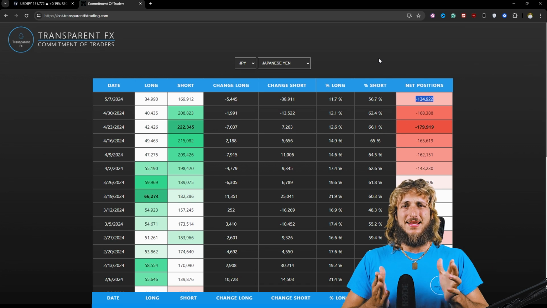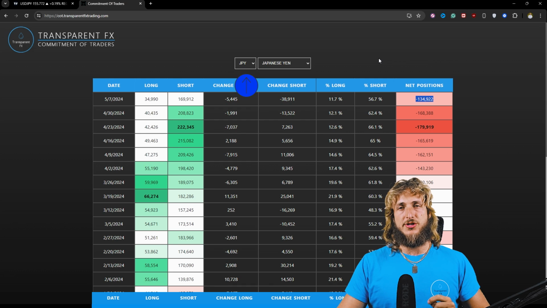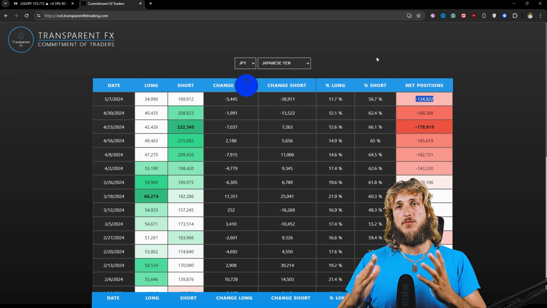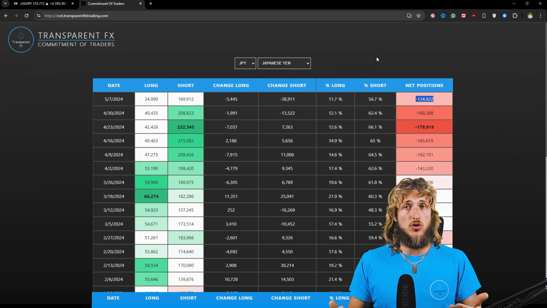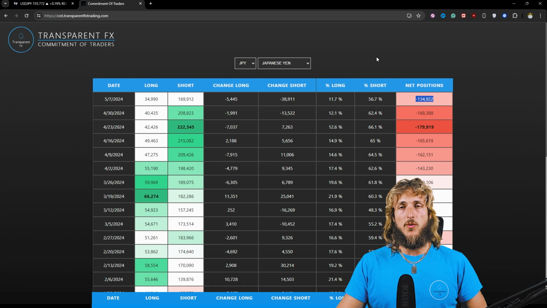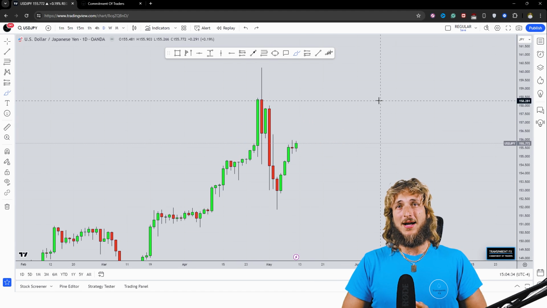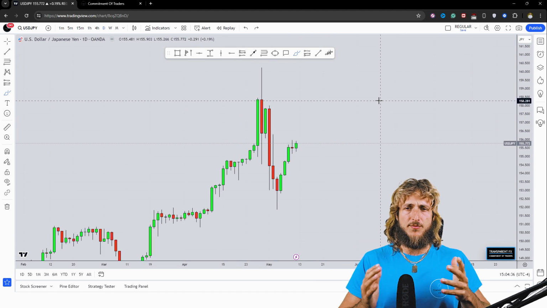Now, this means that essentially institutions in the long run are moving to the bearish side of the JPY, therefore making it weaker. So we could expect more potential weakness for the JPY, meaning that USDJPY should continue to get stronger. So keeping that in mind and moving back to the technical aspect of the market, what do we have?